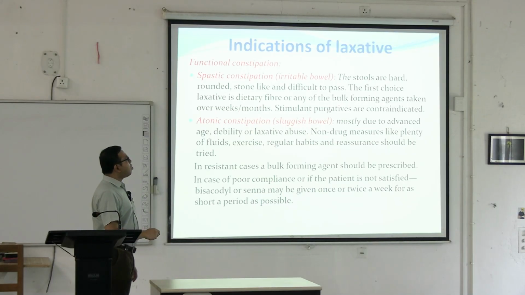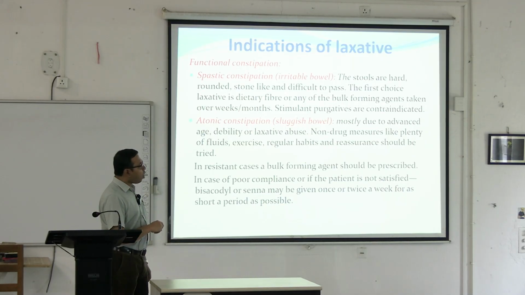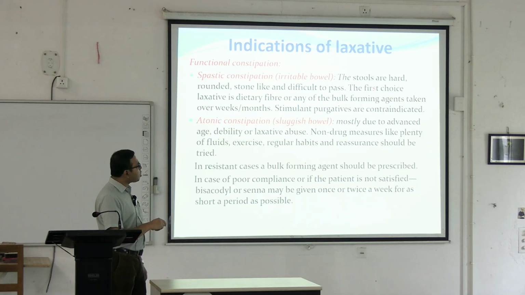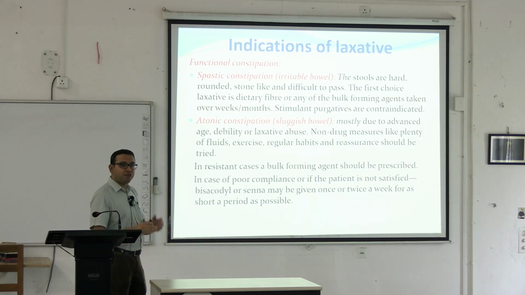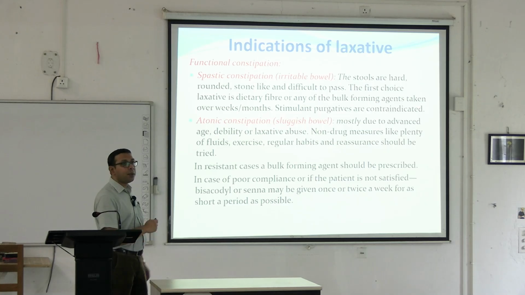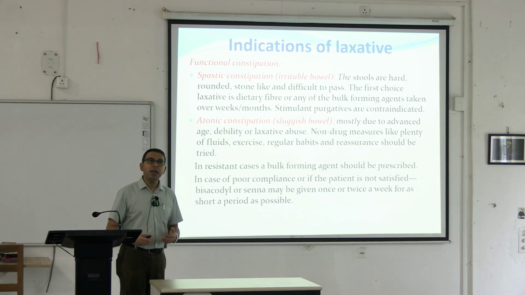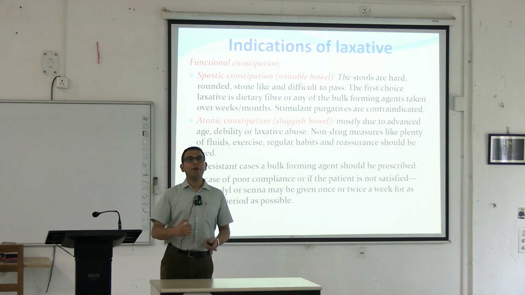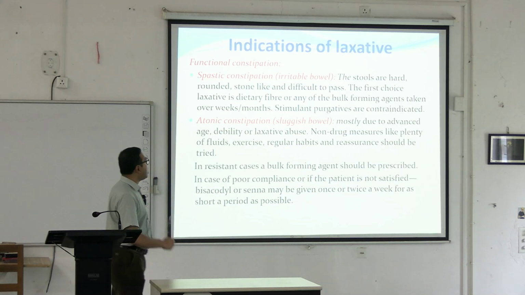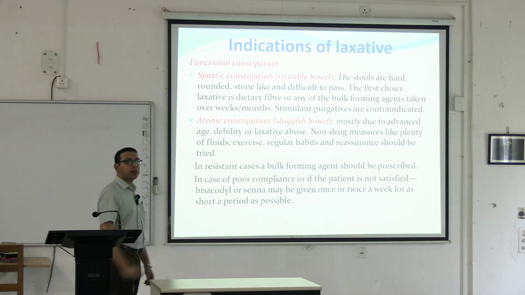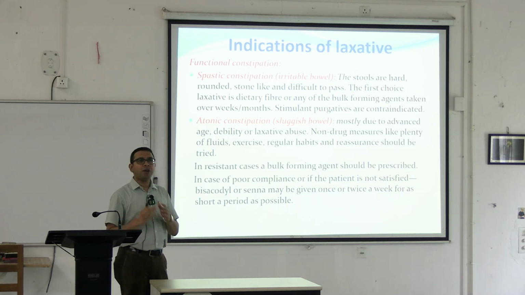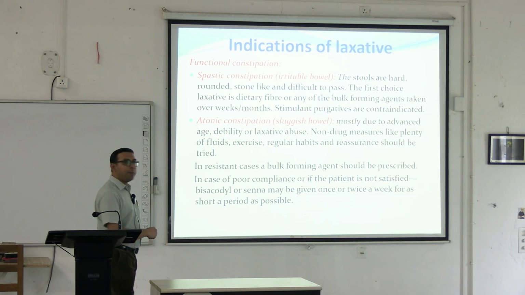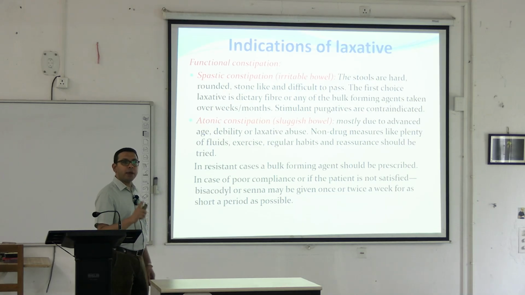Usually we can use osmotic laxatives or bulk forming laxatives. These are the first line drugs. Stimulant purgatives are usually contraindicated when there is irritable bowel, where there is already increased motility within the colon but there is constipation. We should not use stimulant purgatives. But if there is atonic constipation, that is, colonic motility is very low or atonia is there, mostly due to advanced age, it is more common in the elderly, or due to debility or laxative abuse.